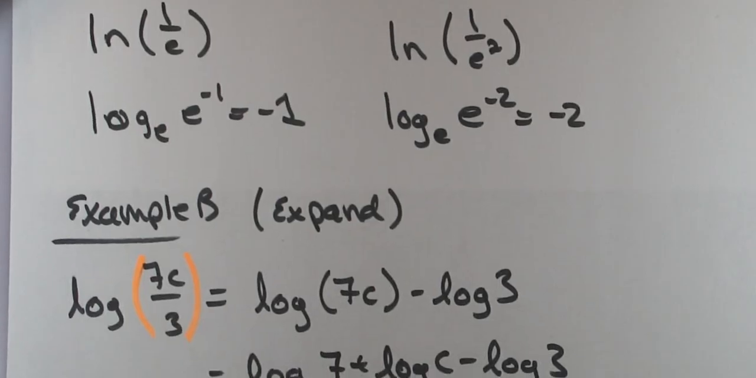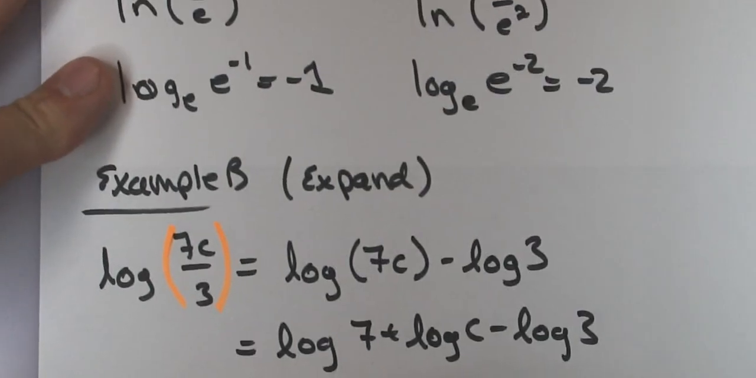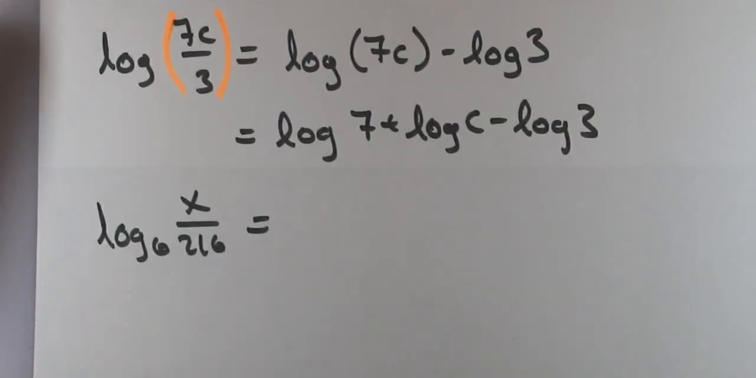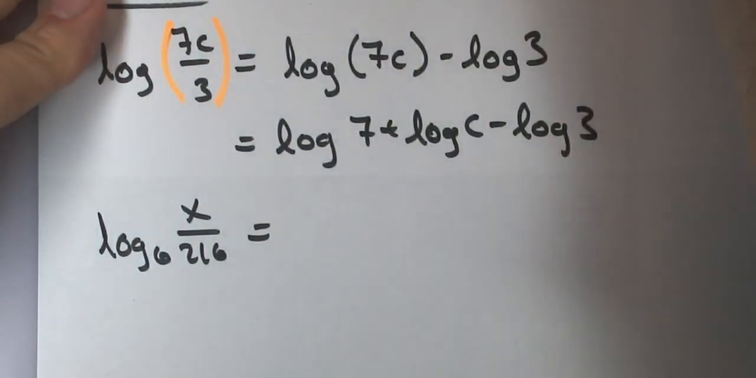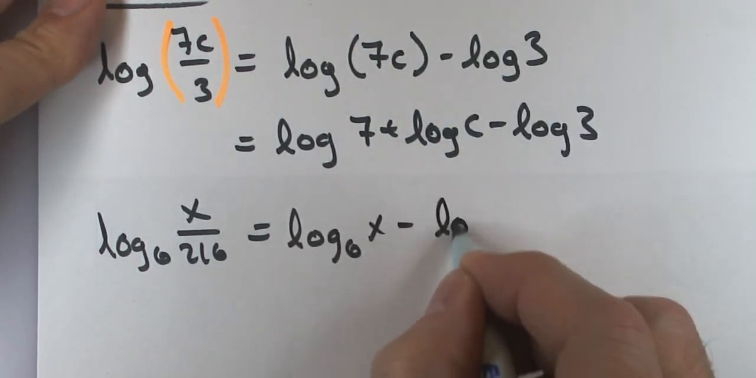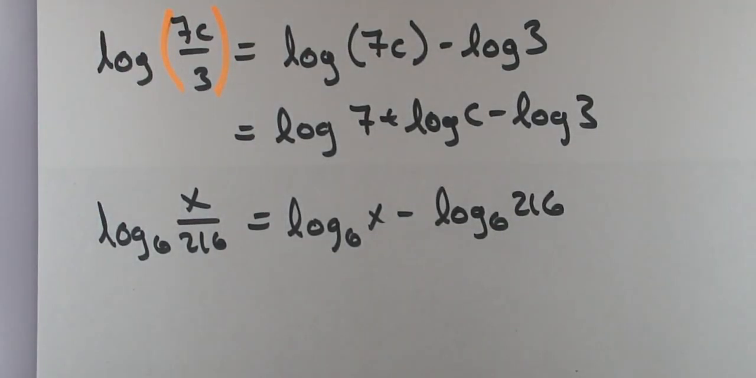Let's try the next one. Log base 6 of x over 216. So, Carl, start us out. What is this going to look like as we get started with this one? Use the quotient rule. Yeah. Log base 6 of x minus log base 6 of 216. Nice.